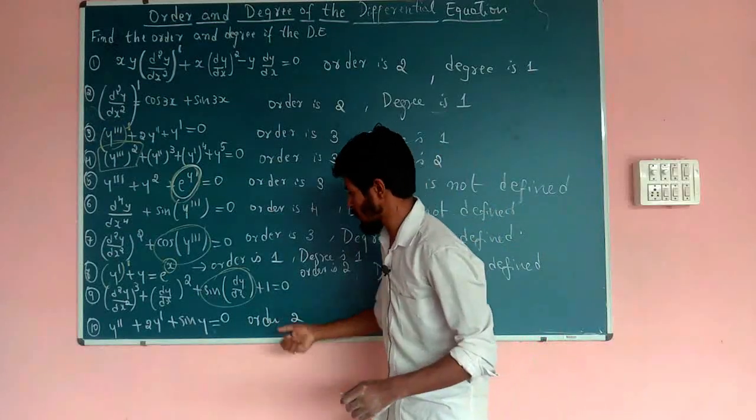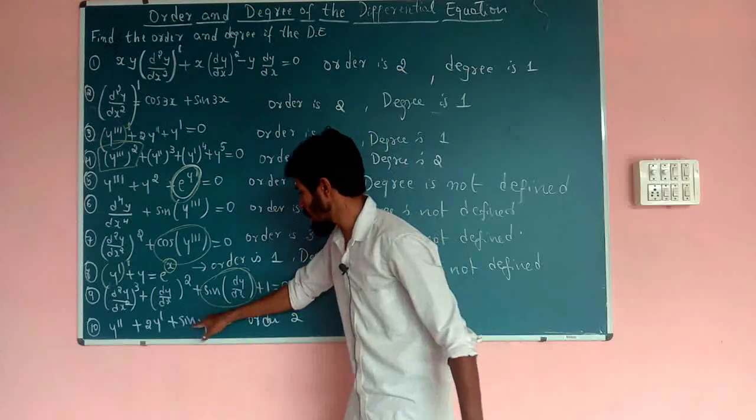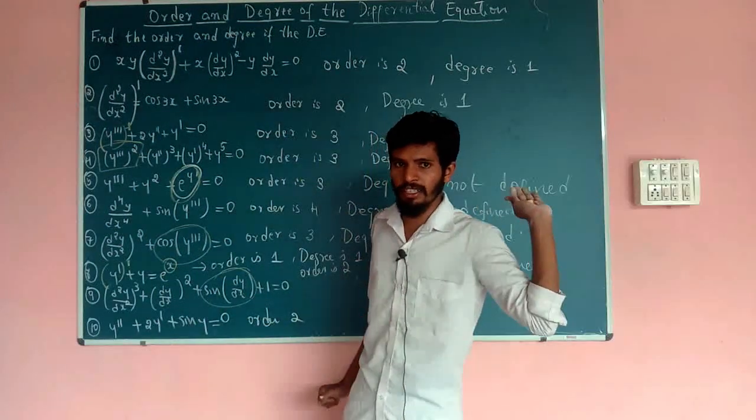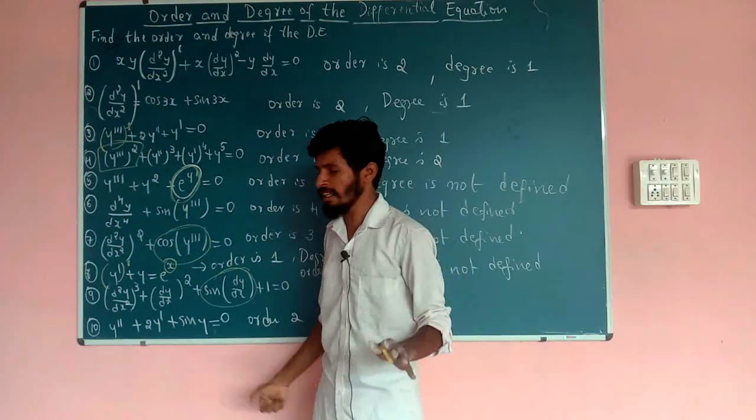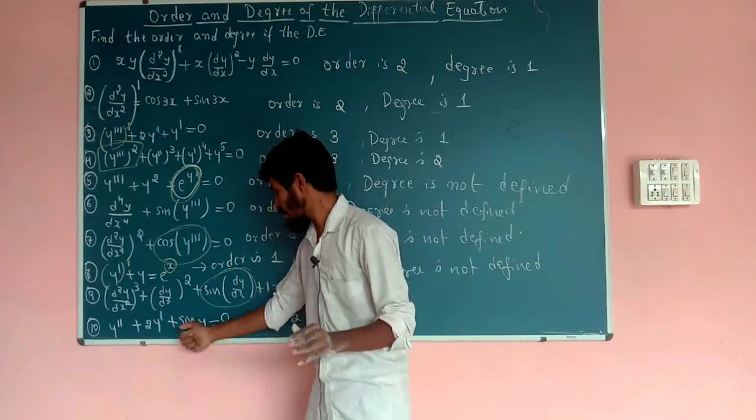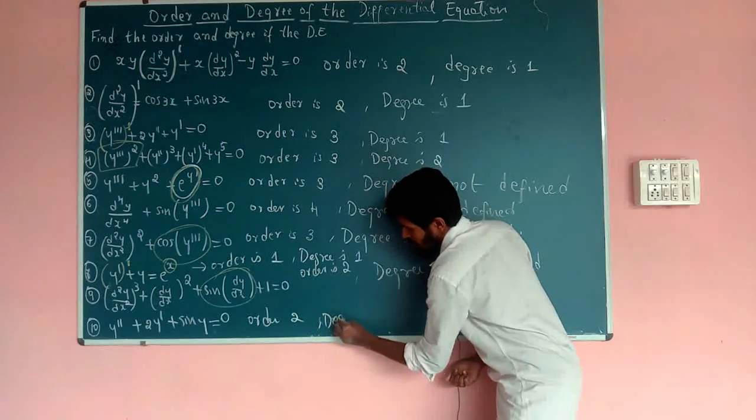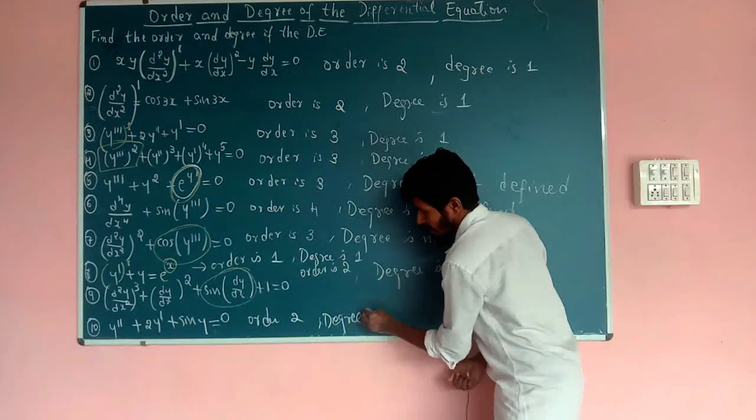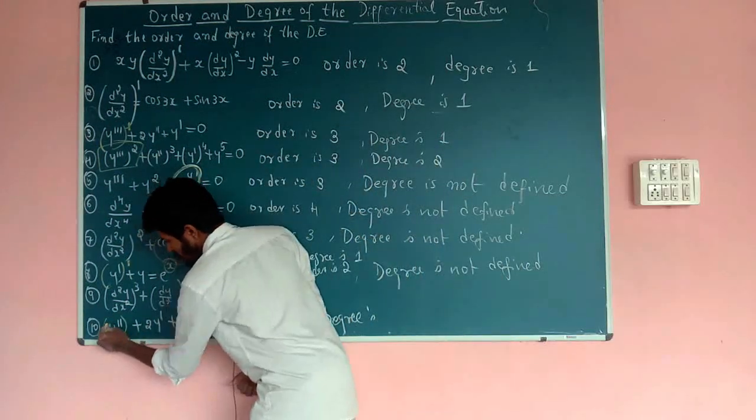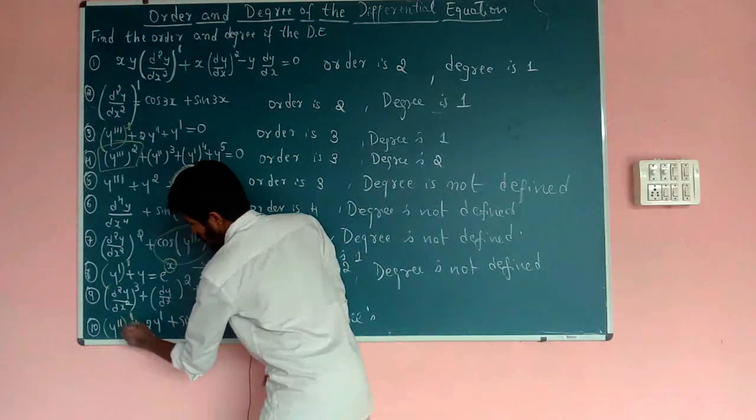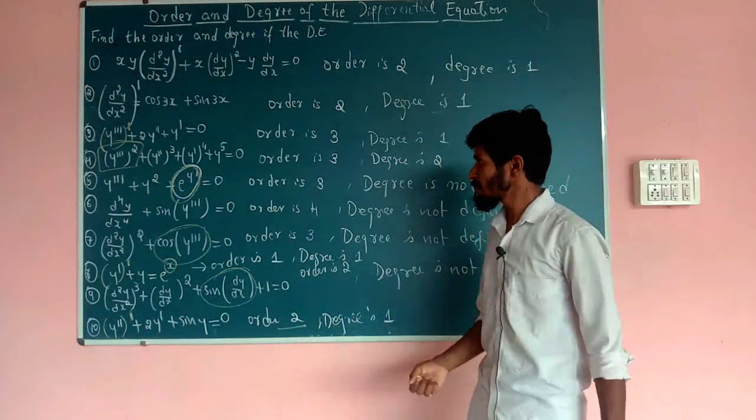In the last problem, see, next question. Here there is a sine term, sine y; there is no sine of the derivative term. If sine of the derivative term is there, then the degree is not defined. Is there a sine of the derivative here? No, right, there is sine y, therefore degree is defined. The order is 2, correct? Order 2 means y double dash, and what is its power? 1, therefore degree is equal to 1.